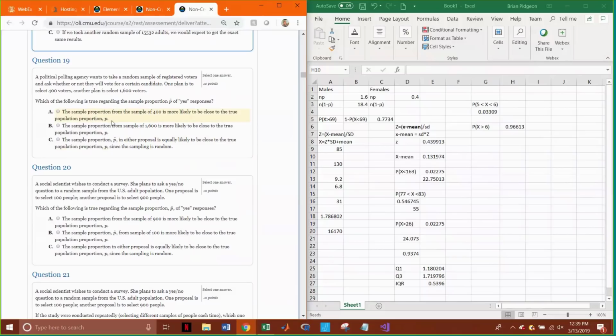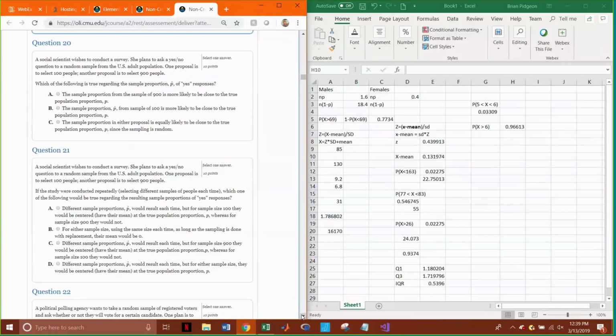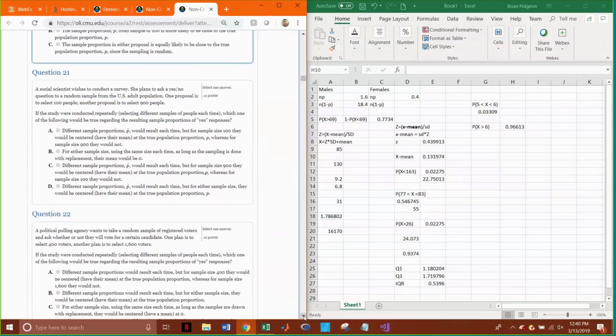So let's read it. The sample proportion of is likely to be close to true. B is true. And while they're centered at the same value, because the variability of the sampling distribution with 1,600 is smaller, it means more values are clustered at that mean. So in this case, we want to have a larger sample size because we're more likely to be closer to the true population proportion. That's the exact same question, so I'm going to say the answer is A. We want to sample 900. It's closer to the true population proportion. However, 21 is a little bit different, but we're either going to sample 100 people or 900 people.